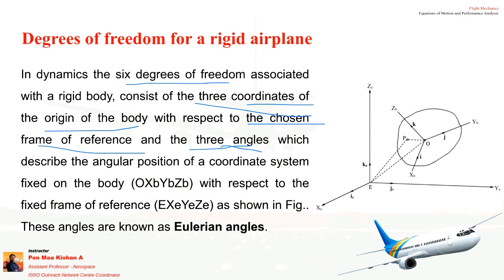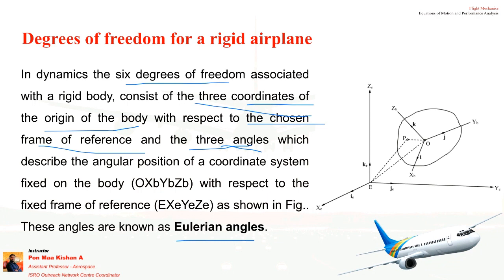When the aircraft is rolling, suppose this is my lateral axis, and initially it was like this. When the aircraft rolls, I will have an angle between the wing and the reference line, the lateral axis. That angle is called the roll angle. So pitch angle, roll angle, yaw angle: 3 angles which describe the angular position of the coordinate system. Those 3 angles are called Eulerian angles.